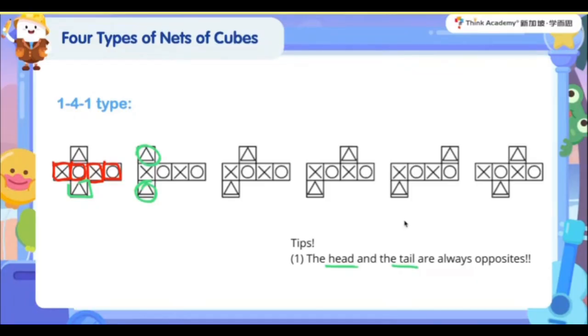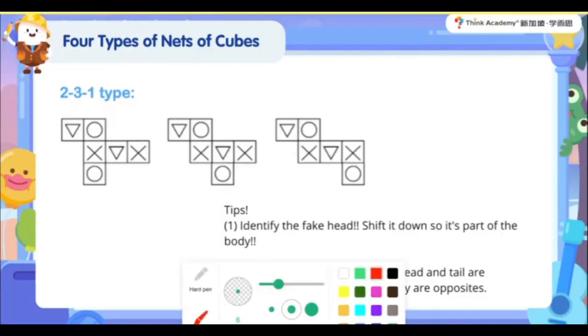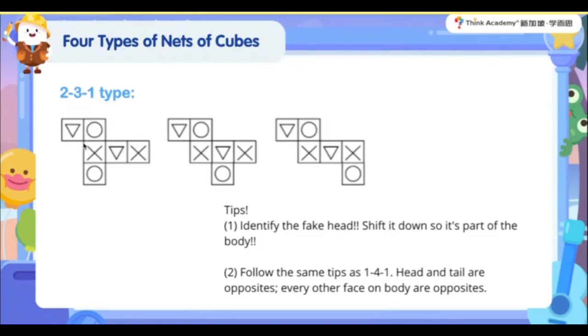Remember this. You can also write down a note in your book, on your paper, okay? This is called the 1-4-1 type. Then we're gonna move on. Here we also get the 2-3-1 type. Then someone may ask, how does this look like? Actually, as for this one, these 3 squares are for the body, and this one is for the head, this one for the tail, but how about this one? After you fold it, it will also be part of the body.